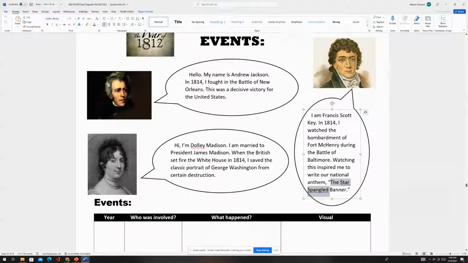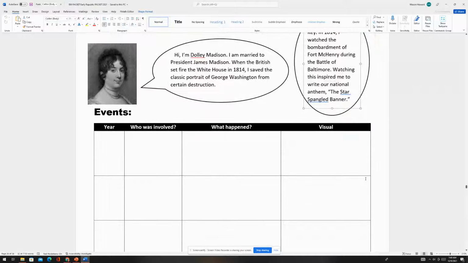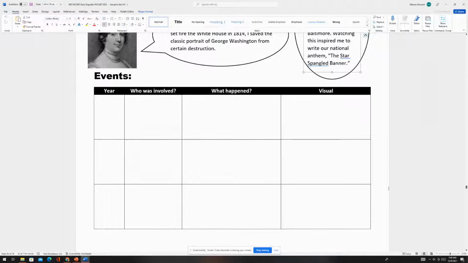Draw me a picture. So this says, hello, my name is Andrew Jackson. In 1814, I fought in the Battle of New Orleans. This was a decisive victory for the United States. So the year's 1814. Who was involved? Andrew Jackson. What happened? You'll tell me what happened and then draw a picture of that battle. Easy. Do that for each of these. So right now the teacher will pause the video so you can complete this chart.